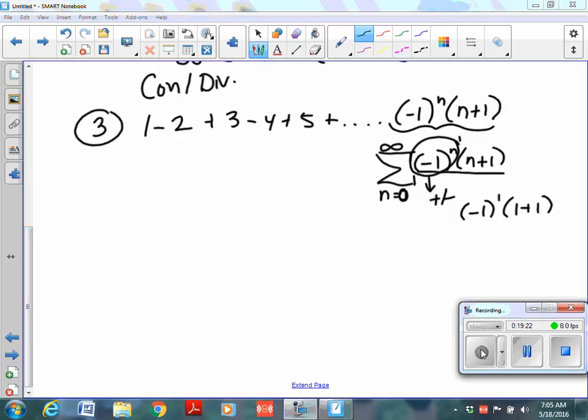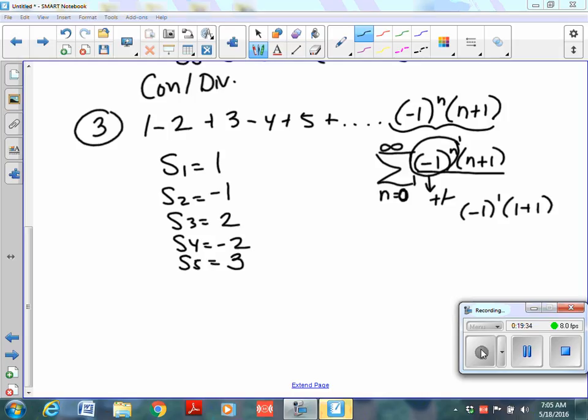Okay, so this one, I'm just going to do partial sums. This is 1. The sum of this is negative 1. The sum of this is 2. The sum of this is negative 2. The sum of this is 3. As you can see by looking at these numbers, it's not getting closer and closer to one number. It's all over the place, so it diverges.